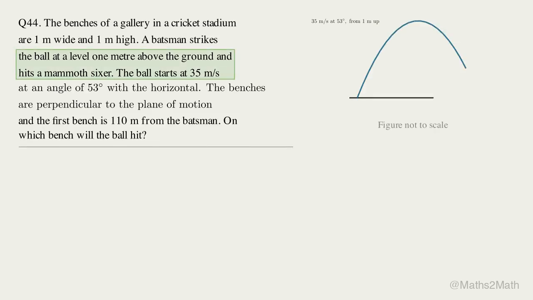Question 44. A batsman, striking 1 meter above ground, hits a sixer at 35 meters per second, 53 degrees up. The gallery benches, 1 meter wide and high, start 110 meters away. Which bench does the ball hit? What does this mean? The bench staircase rises 1 meter per meter. Find where the falling ball meets that staircase.